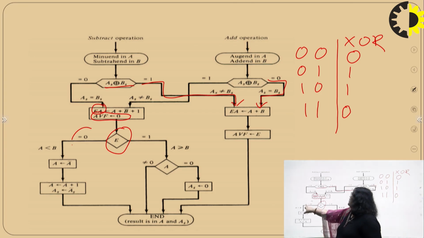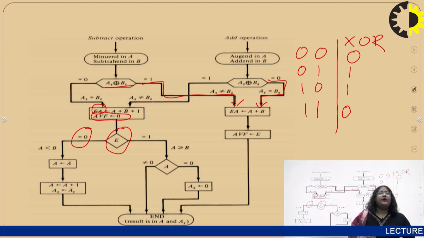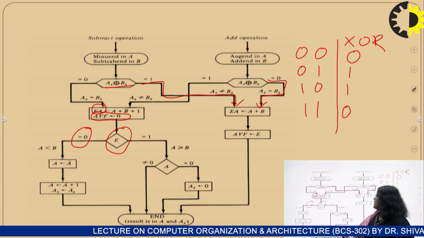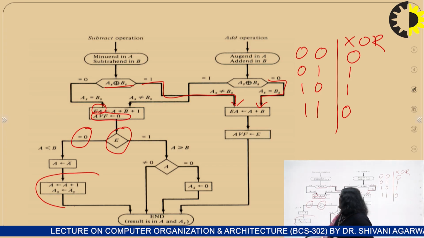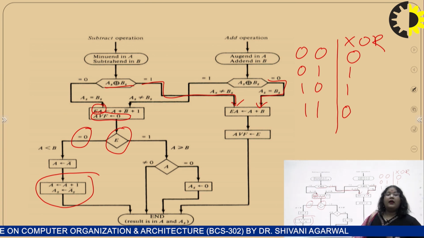So, if it is 0, that means this is the subtraction rule. If the output value has not produced any carry, then we have to take the 2's complement of the resultant and put the negative sign in front of it. So, this same rule we have to use. The resultant has produced A complement plus 1.